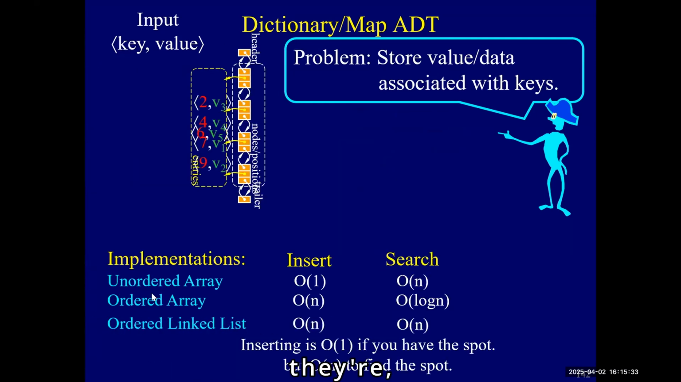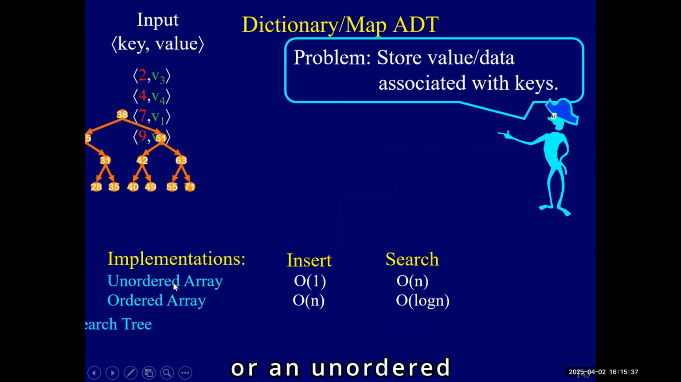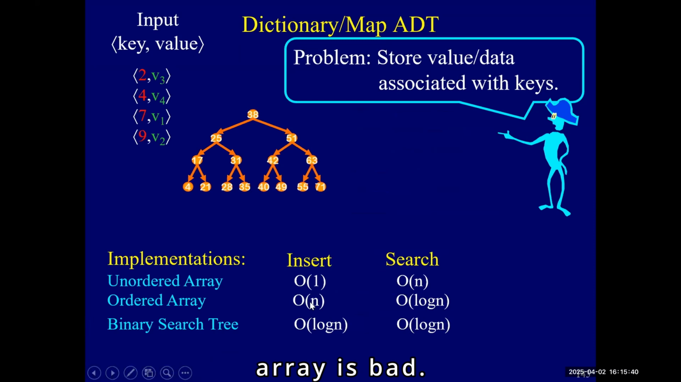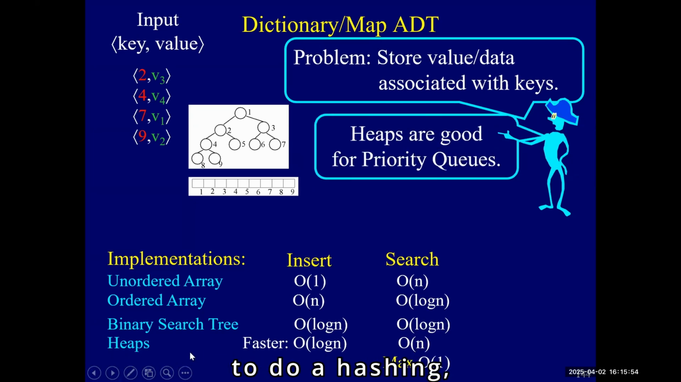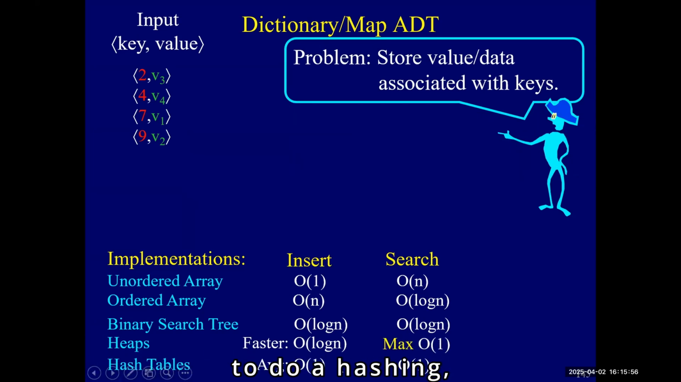Doing it in an ordered array or an unordered array is bad, right? It's motivating. We want to do a binary search tree because it's log n operations. And then later, heaps are a little faster. And then we're going to do hashing, which can try to do these insertions and deletions in constant time, right? Everybody kind of know this is the big picture of why we're doing these operations.